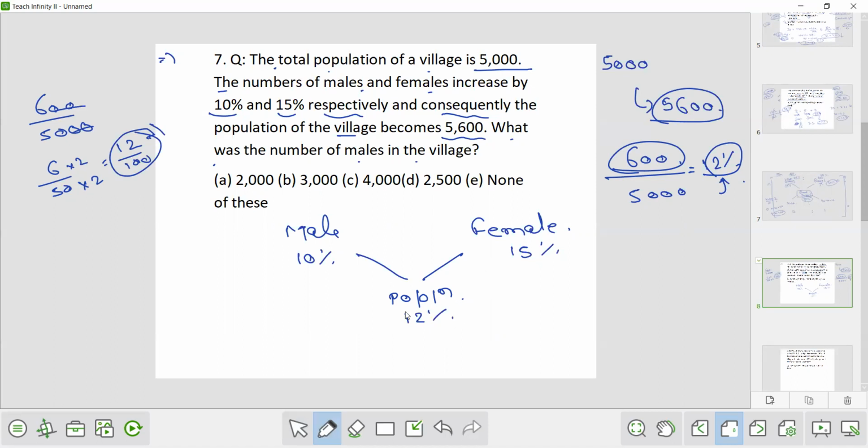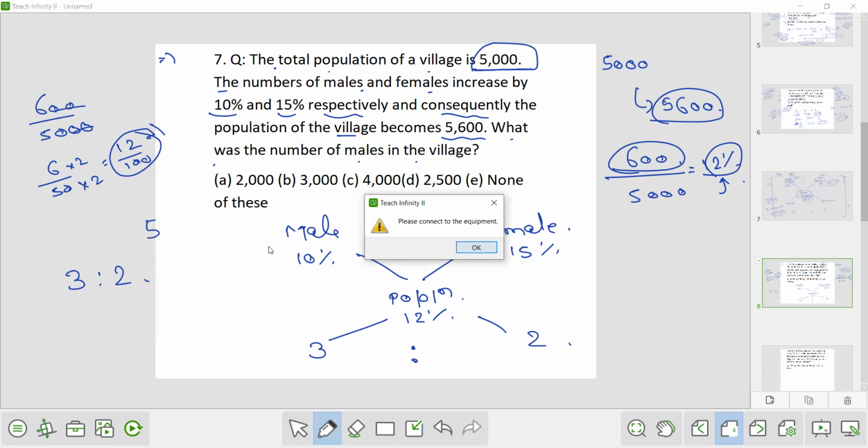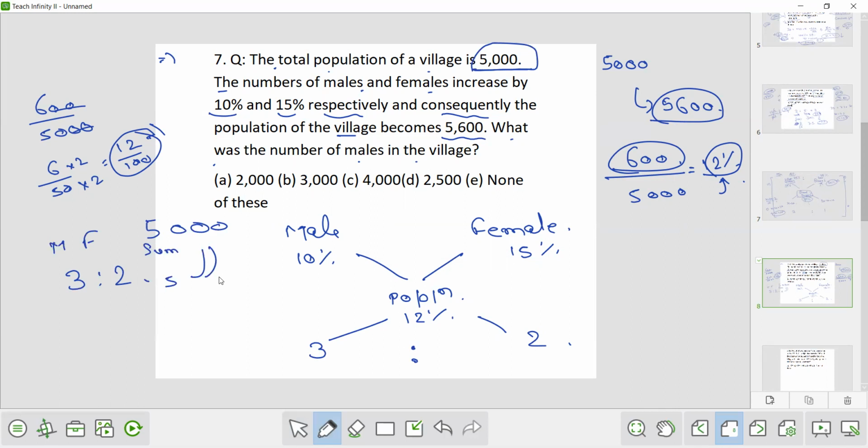Now write the difference. This difference is 3, and this difference is 2. So this will be the ratio of male and female. So the ratio of male and female is 3:2, and it is given that the total population initially was 5,000. 5,000 means the male and female sum is 5. So 5 is equivalent to 5,000. How many times? 1,000 times. So each will become 1,000 times. So now the male population will be 3 into 1,000, that is 3,000.